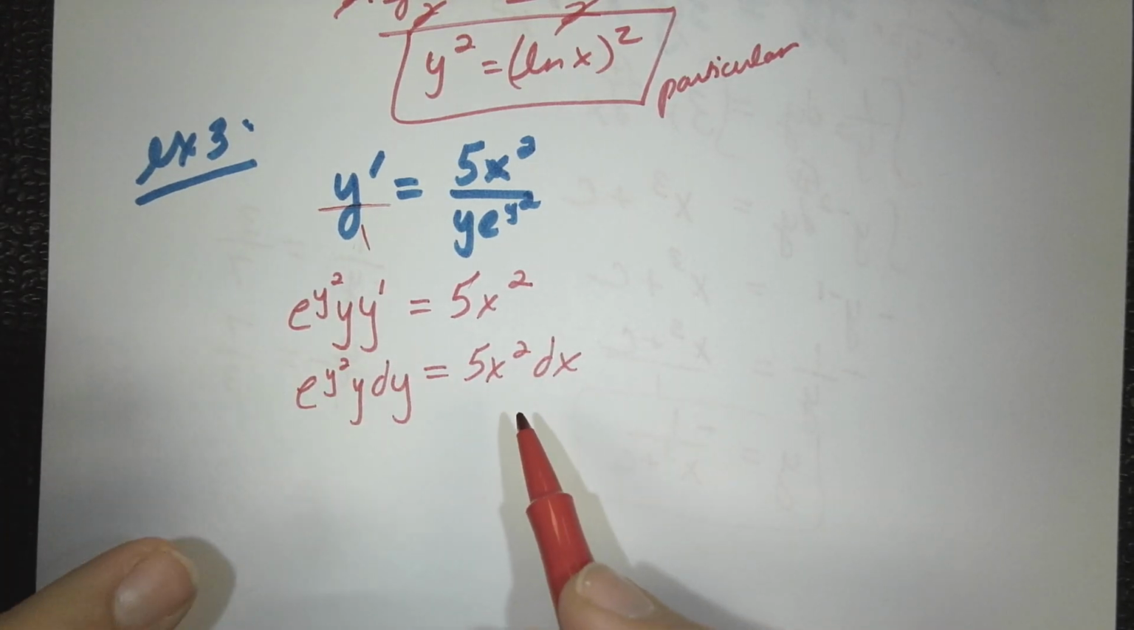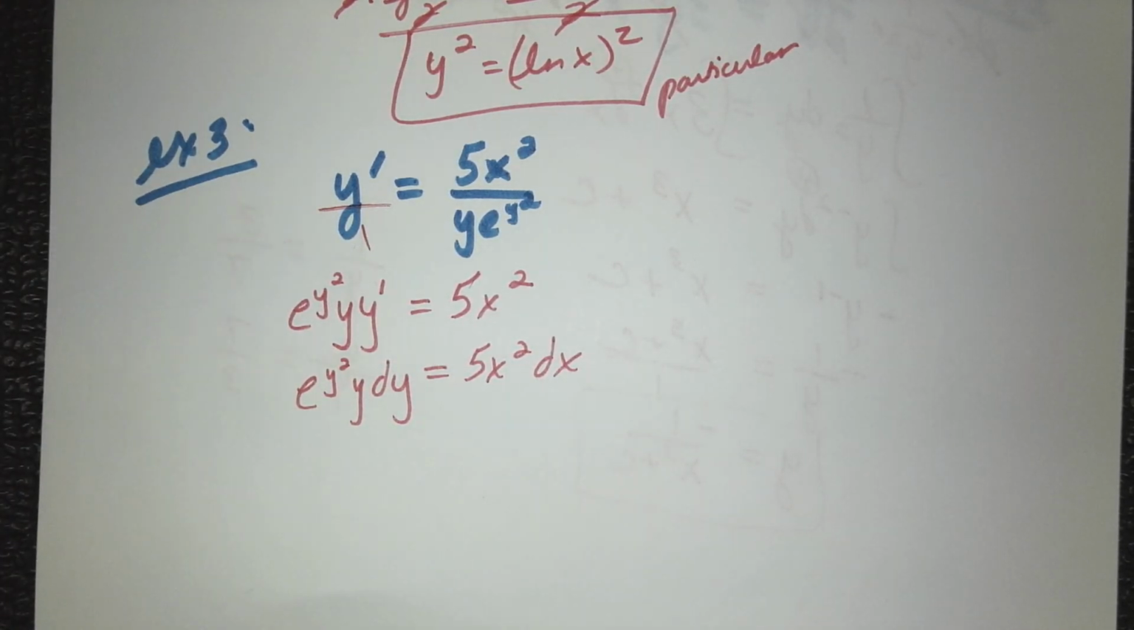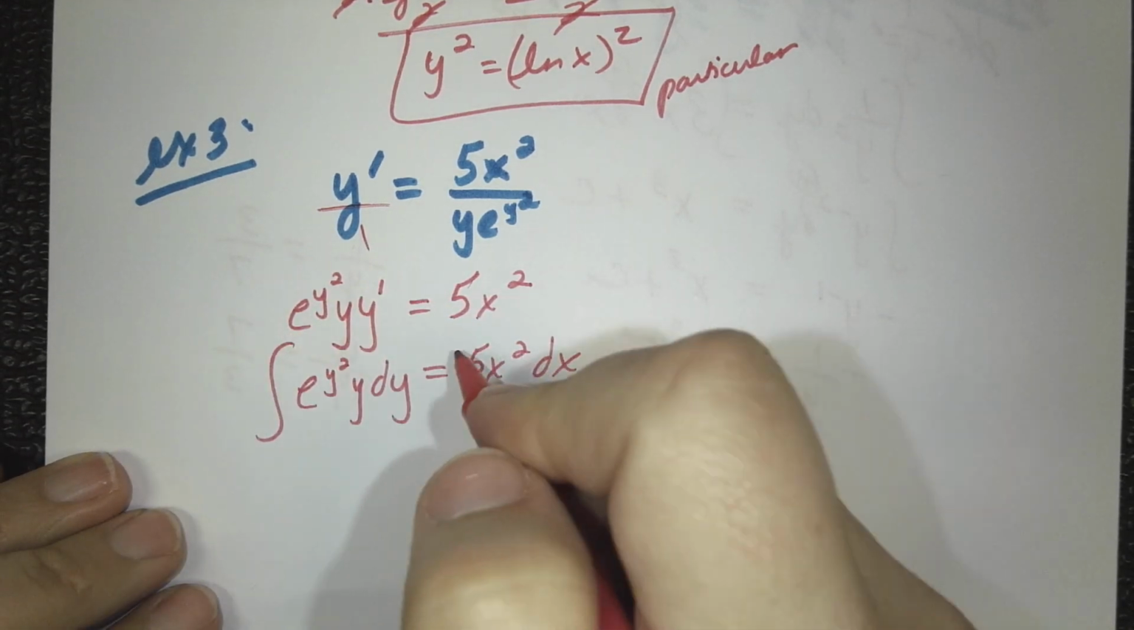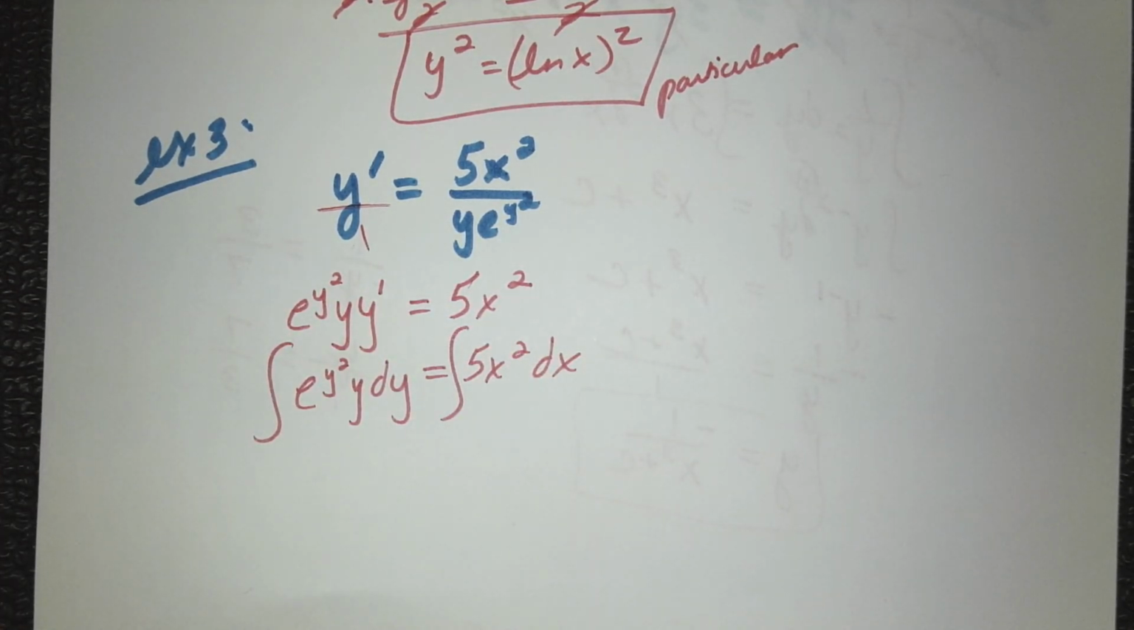If you don't know what I did here, I literally separated the dy on the left, the dx on the right. Okay? Now, we're going to integrate, because now all the x's are on one side, the y's are on the other side.